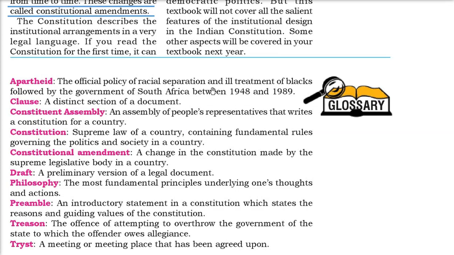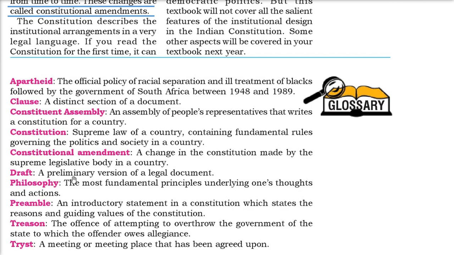Apartheid, the official policy of racial separation and ill treatment of blacks, followed by the government of South Africa between 1948 and 1989. A clause is a very distinct section of a document. Constituent Assembly, an assembly of representative people that writes a constitution for a country. So what is a constitution? Supreme law of a country, containing fundamental rules governing the politics and society in a country. Constitutional amendment, that is the change or alteration in the constitution made by the supreme legislative body in a country.